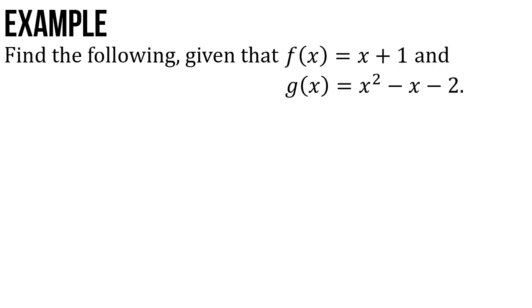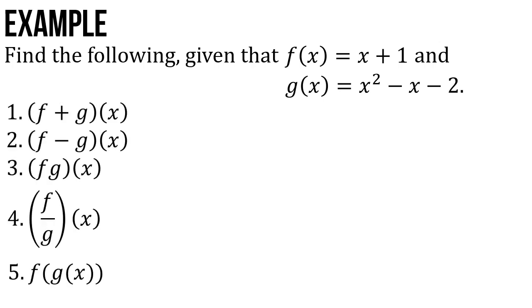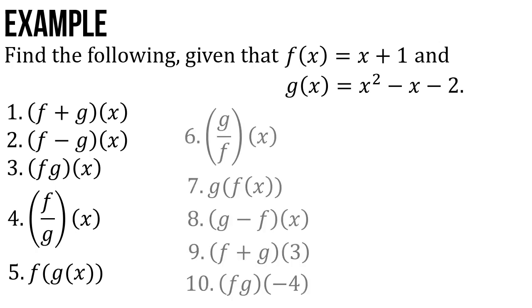So for example, find the following given that f of x equals x plus 1 and g of x equals x squared minus x minus 2. So let's find number 1, f plus g of x, number 2, f minus g of x, number 3, f times g of x, number 4, f over g of x, number 5, f of g of x. We also find number 6, g over f of x, number 7, g of f of x, number 8, g minus f of x, number 9, f plus g of 3, and number 10, f times g of negative 4. Okay?